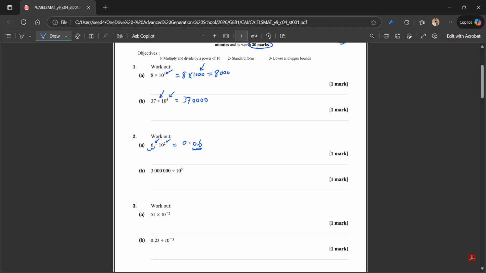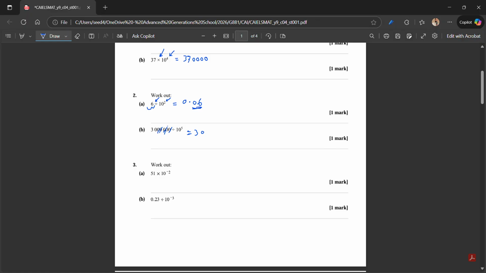Okay, here, guys, also in question number B, he said 3 million divided by 10 power 5. Guys, here don't forget also we must move the decimal point 5 digits. Okay, it means to the left. It means we can cross out 5 zeros. Look, 1, 2, 3, 4, 5. So the final answer here will be 30 by this way.